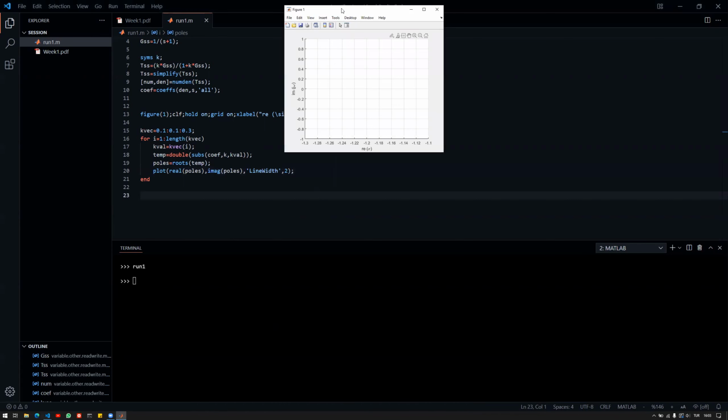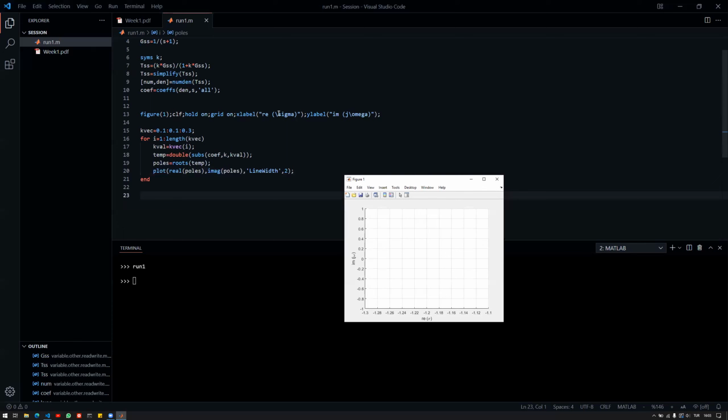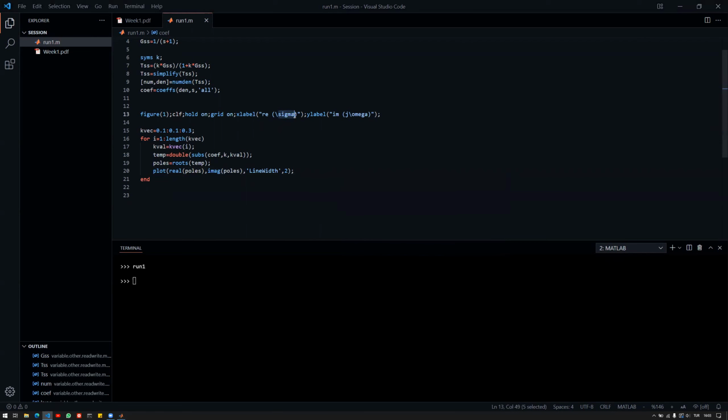Now, an interesting fact: you can see that on the omega axis we have j omega, and on the x-axis we have a sigma here, which was accomplished by using backslash sigma, backslash omega. If it's from the Greek alphabet, you can just use the name here, you can use nabla, mu, whatever.